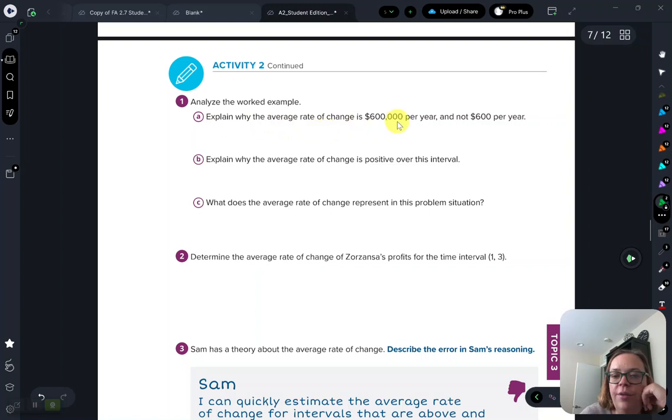Explain why the average rate of change is $600,000 per year, not $600 per year. Because if you looked at the units, it was in thousands of dollars a year. Explain why the average rate of change is positive over this interval. Because it was increasing. It's going up. And what does the average rate of change represent in this situation? It's the average profit over that time period.